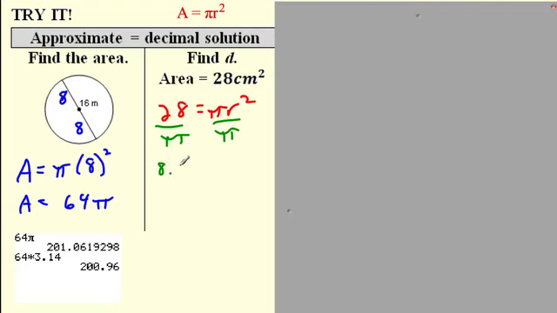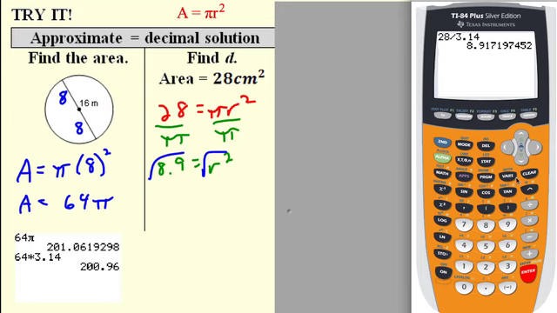This 8.9, where I'm going to round it, is r squared. So what do I have to do now to solve? I don't want r squared, I want r. So what do you have to do? Square root both sides. The square root button is above the x squared in blue. So the square root of 8.9 is what?